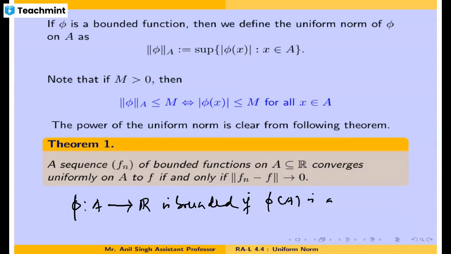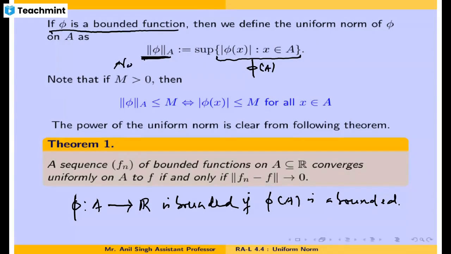So at the top we have phi is a bounded function. Then this supremum is taken of this set, which is the range, phi of A. By definition its range set is a bounded set, and since it is bounded, its supremum exists. So we are taking the supremum of the set of mod of phi x, and we define the supremum of that set to be the norm of phi. You just read it not as mod but as norm of phi. We put a subscript A just to mention that phi is defined on A.